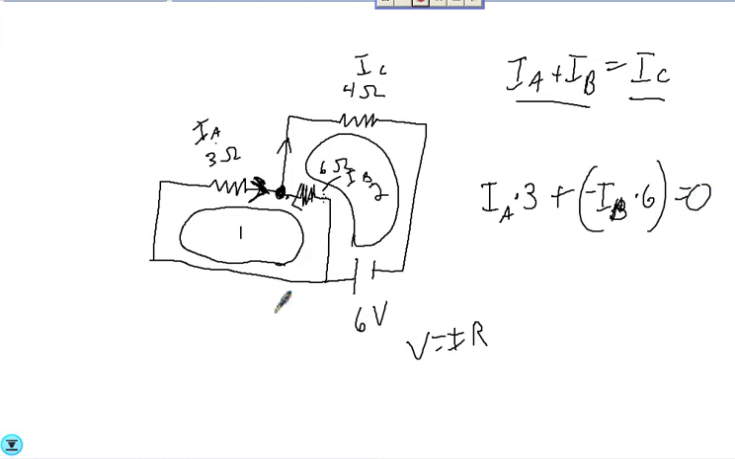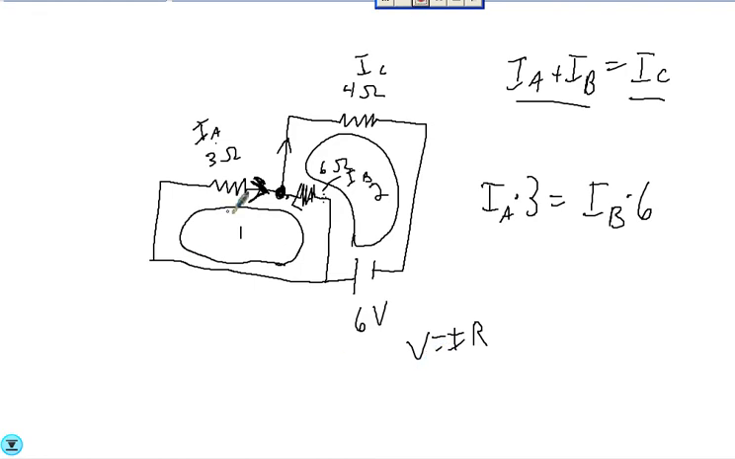Or, I think it's more convenient to just think about it this way: if you're going in the direction that you've decided over a resistor, then that's a voltage drop. If you're going opposite to the direction that you've decided for the current, then that's a voltage increase. So we'd have a voltage increase of IB times 6. Okay, so we've got our loop 1.